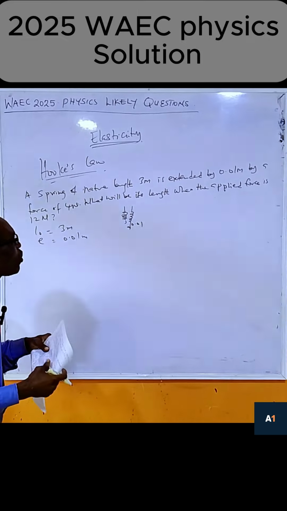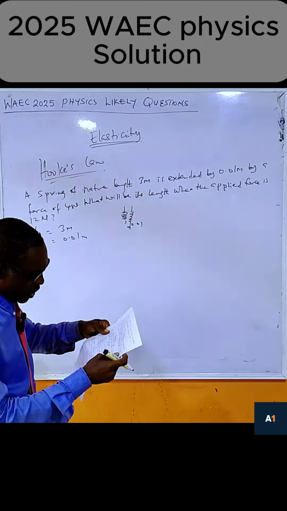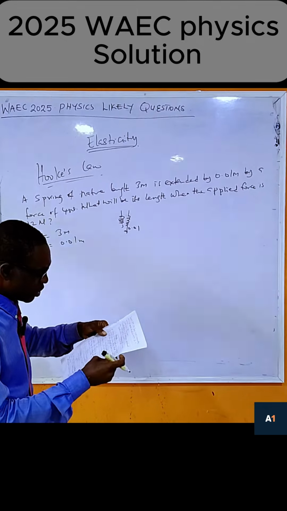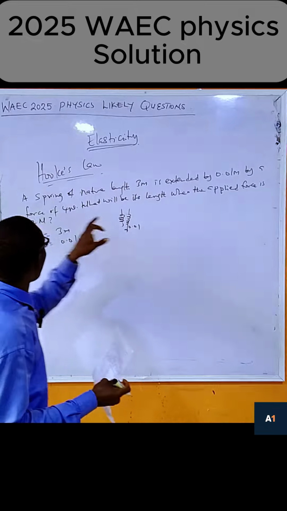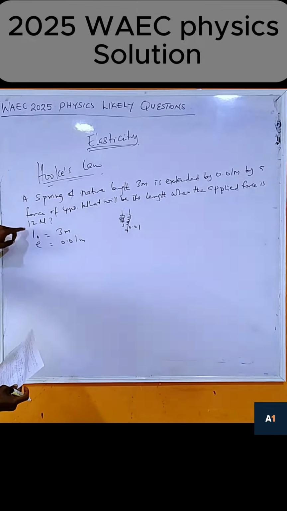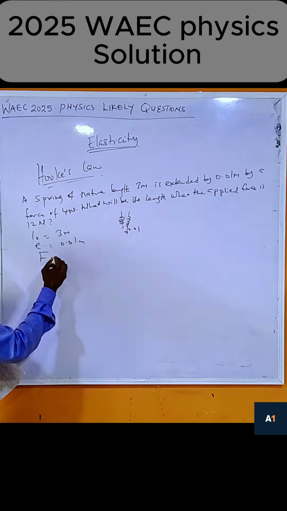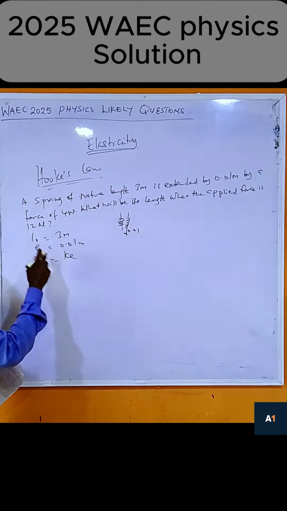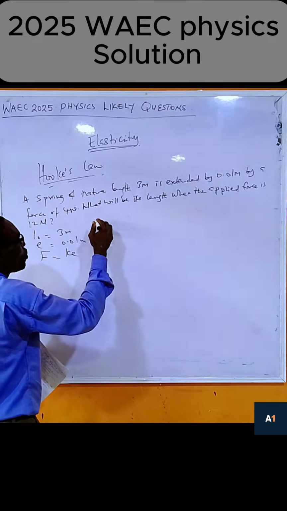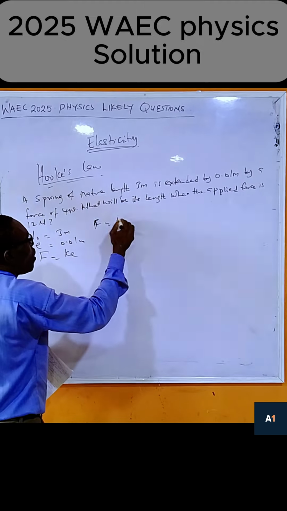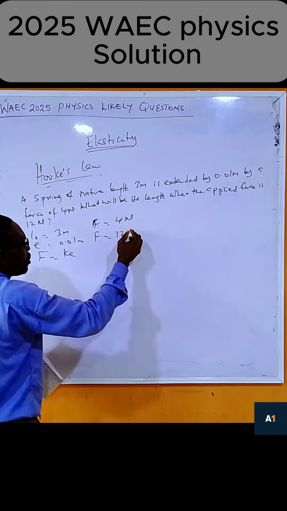So this force of 4 Newton extends it by this much. They want to know, with this 12 Newton, what will be the length? So now we apply the formula: force is equal to KE. The force applied to get this extension is 4 Newton. We want to know the length when the force is 12 Newton.